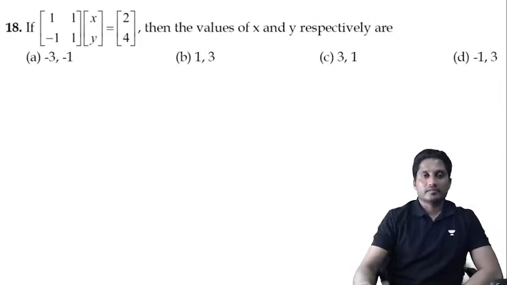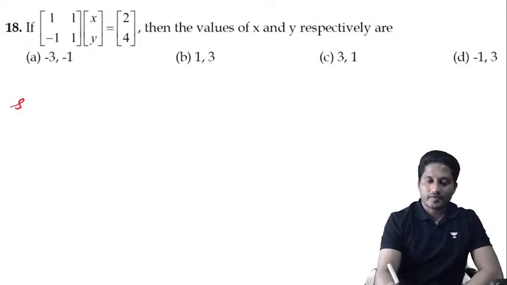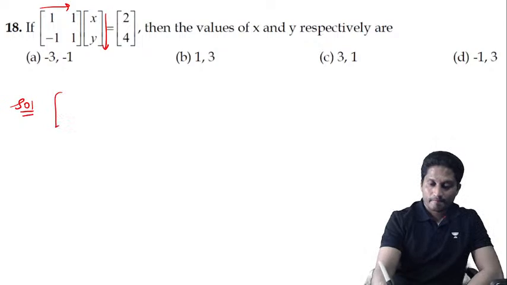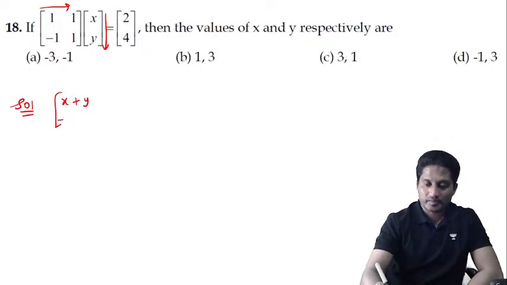Question number 18. I am supposed to find the values of x and y. If I multiply the first row, first column, this is x plus y. Second row, first column is minus x plus y, is equal to 2, 4.